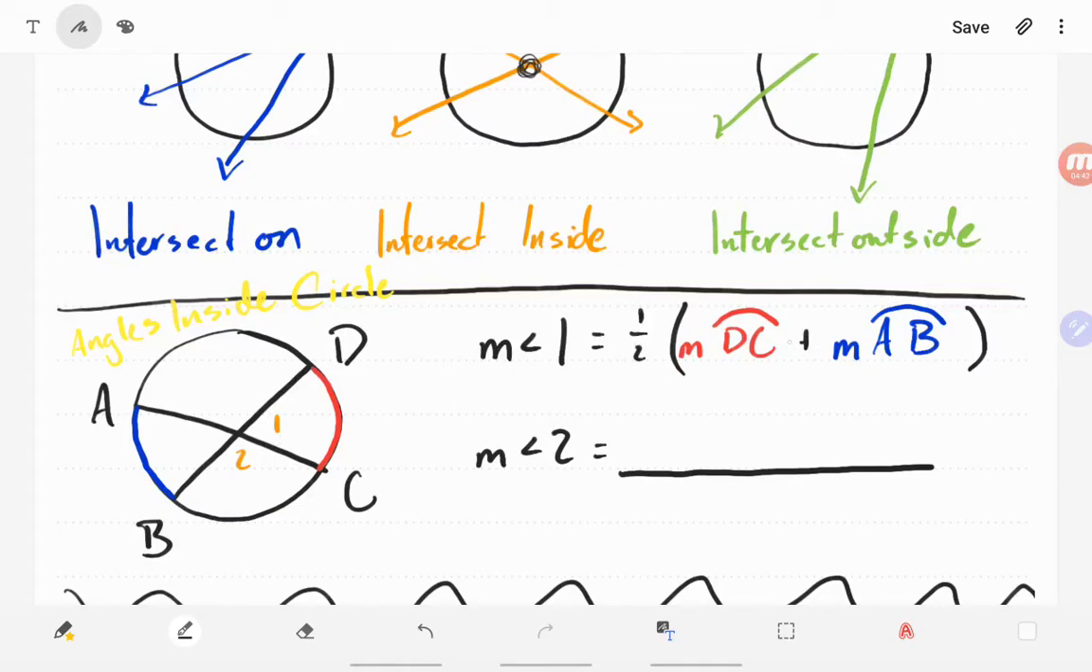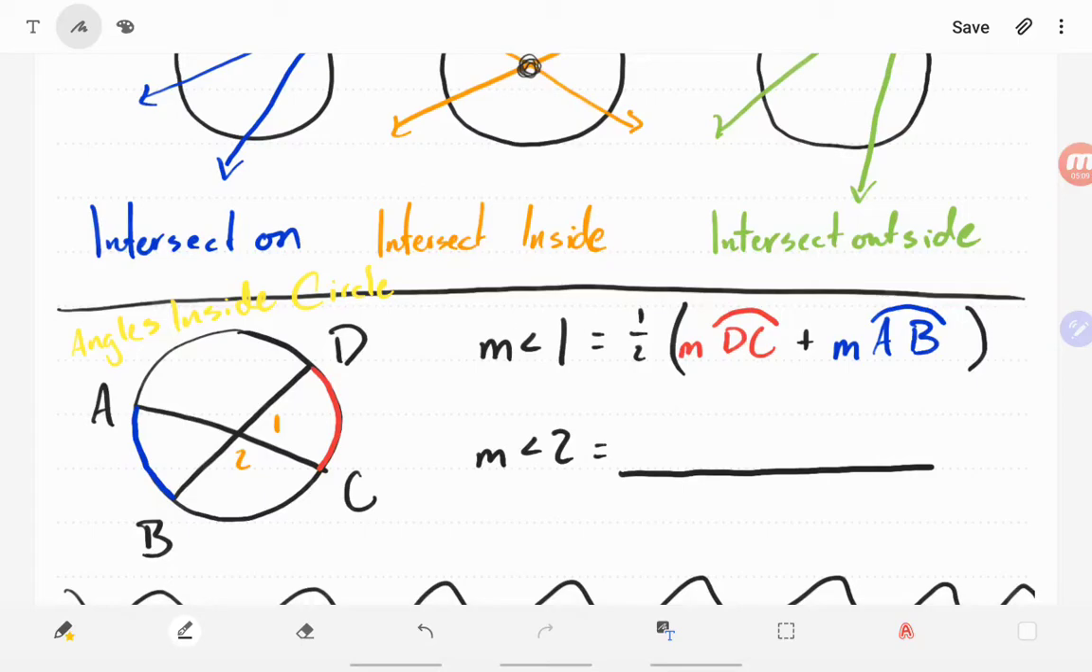I'm adding, I don't know if you can see me circling this right here. We're taking half the sum, that's a plus sign, of its intercepted arc. So measure of angle 1, that's this guy right here, is equal to 1/2 of DC, and that was my dog yawning in the background, plus AB. DC plus AB, right? And that's what I've got right here.